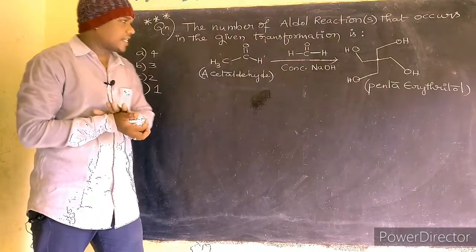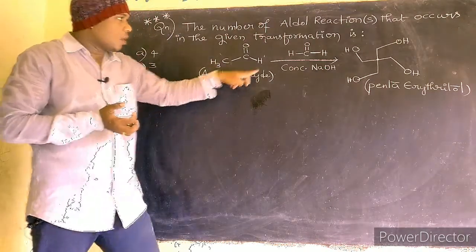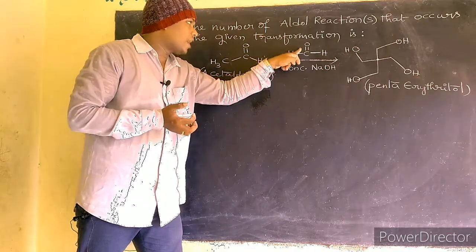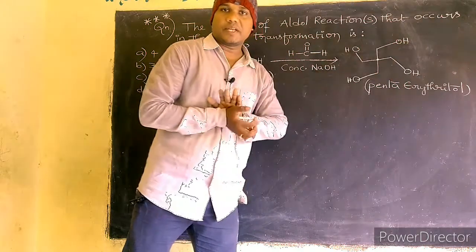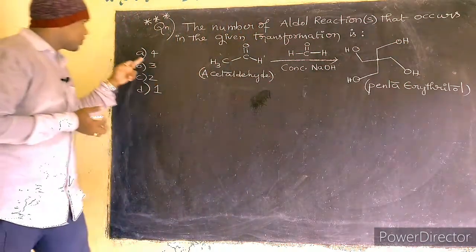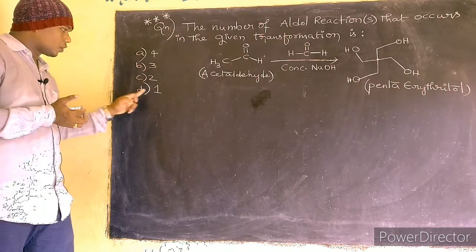The given transformation is this chemical reaction: acetaldehyde reacting with both formaldehyde and concentrated NaOH, and this product will be formed, correct? And the given options: first option 4, second option 3, third option 2, fourth option 1, correct?